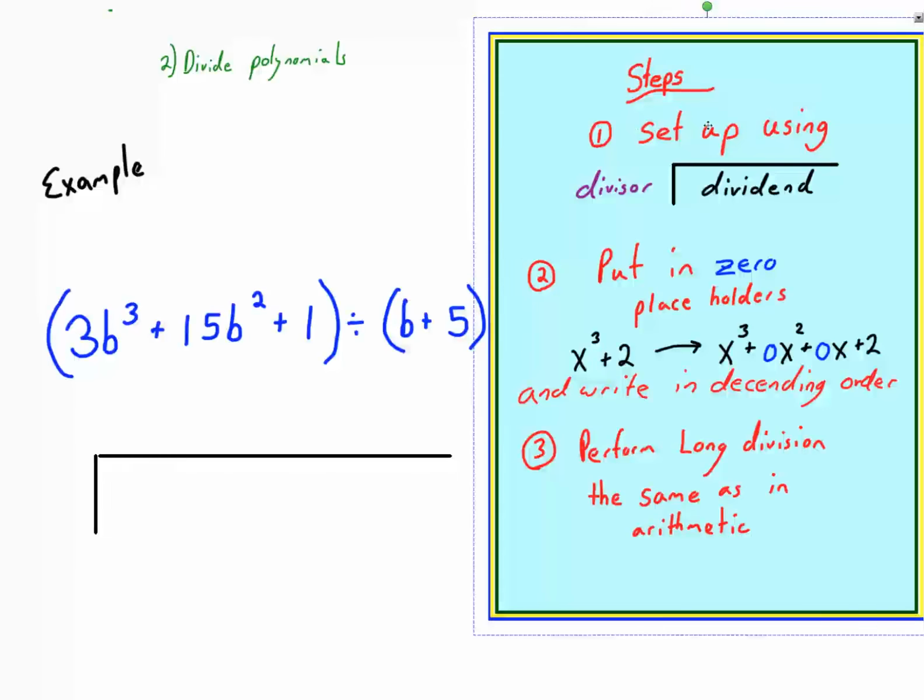Our steps are we're going to set up our division problem. Set up using the divisor. The divisor is the thing that you're dividing by. And then the dividend. The dividend is what you're dividing into. Then you're going to put in 0 placeholders, and we'll explain that. A quick example is if we have x cubed plus 2, well, you can see that we're missing the x squared and the x term. So over here, this is where we put them in with a 0 in front of it. So that's a 0 placeholder. And note that I wrote it in descending order. So it goes 3, 2, 1, 0.